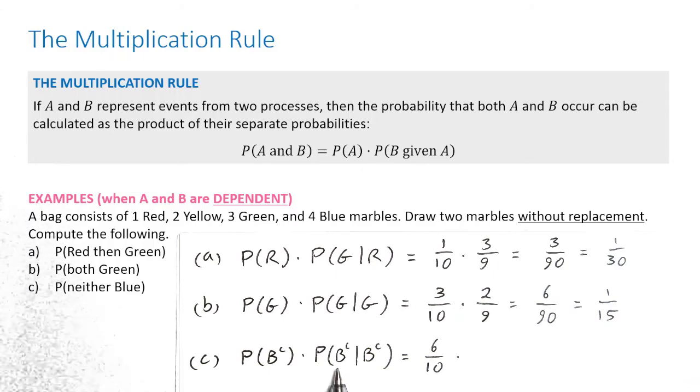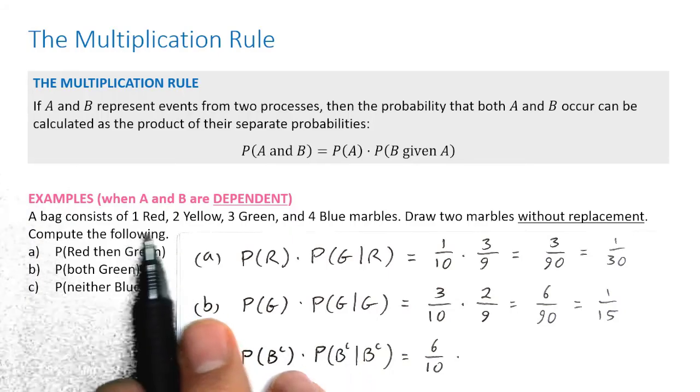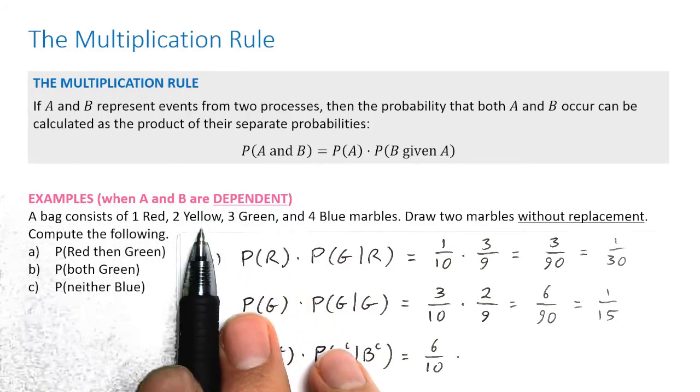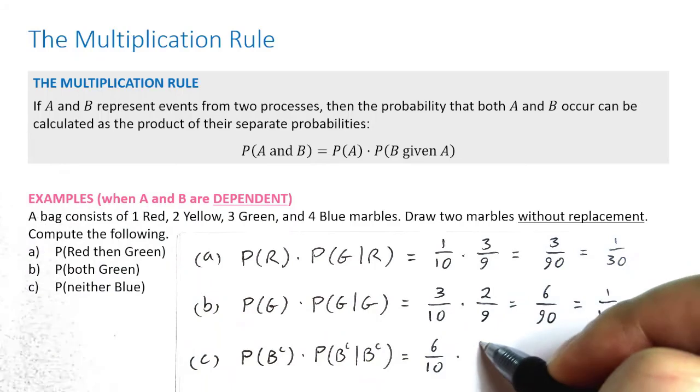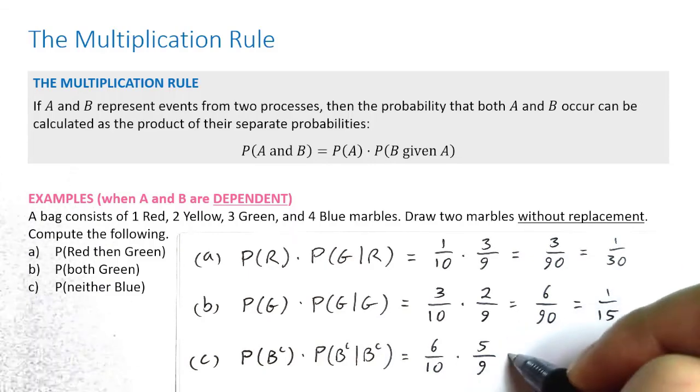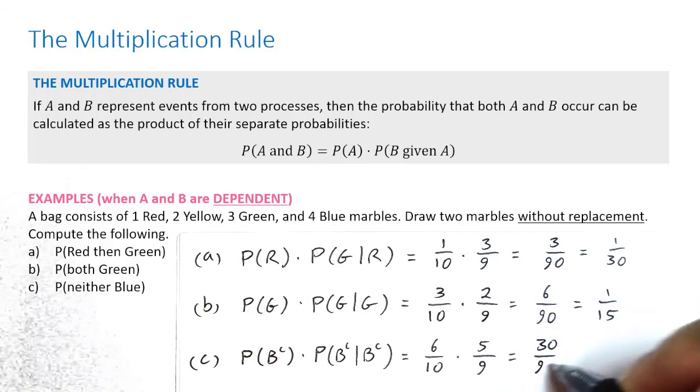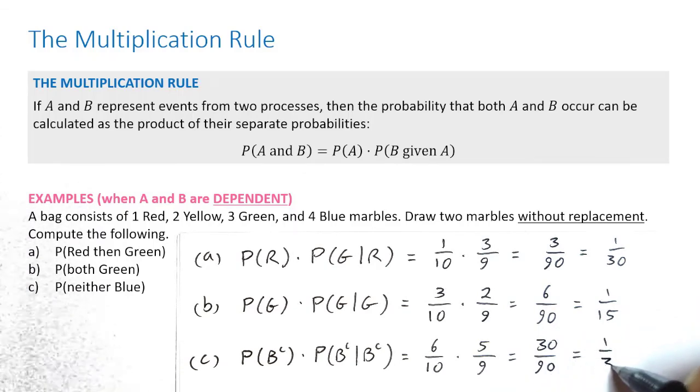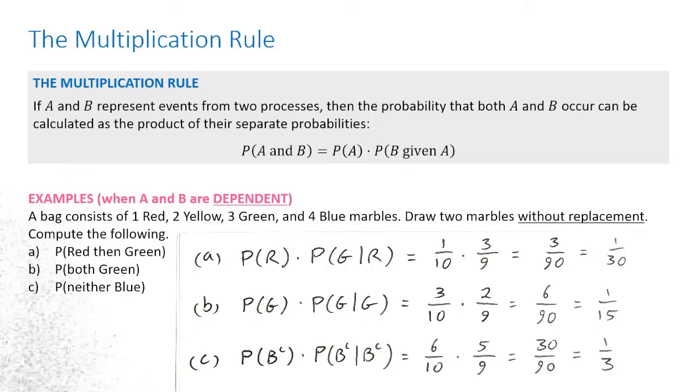Now, what's the probability of getting another marble that's not blue? Well, we just drew a marble that wasn't blue, so there's no longer 6 of those left. There's only 5 of those left, right? Because we just drew one of those. And how many marbles are left? There's only 9. So here we have 30 out of 90, or in other words, 1 out of 3. So that's the probability of dependent events.